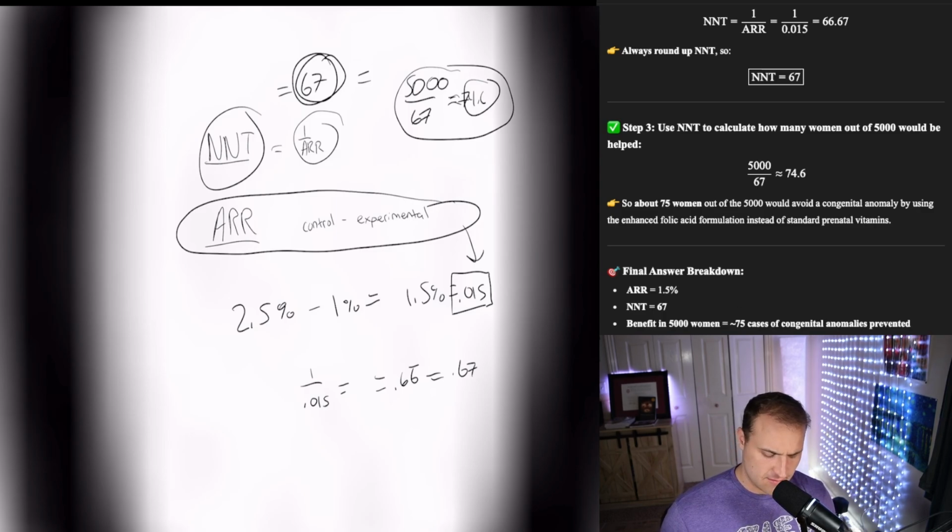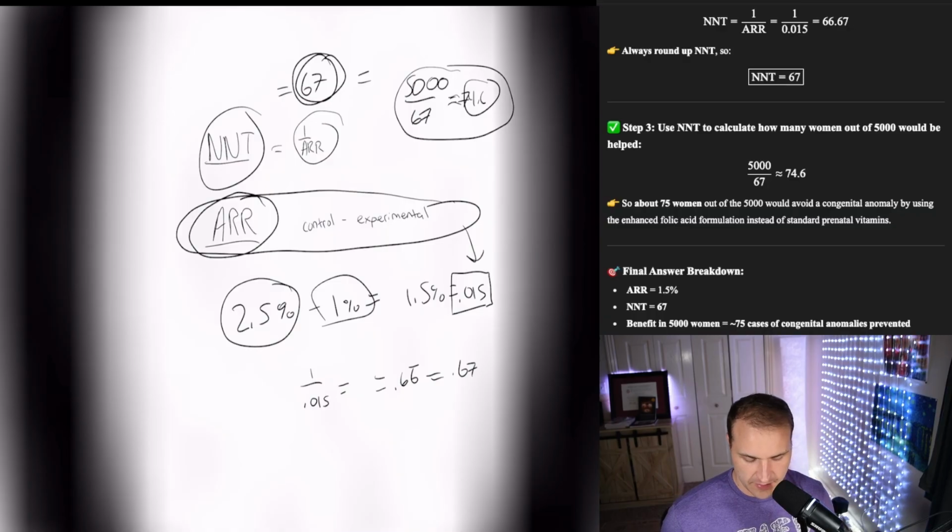But the only things to think about here is you find the absolute rate reduction here. So it was 2.5, now it's 1. And then the number needed to treat is just 1 divided by that decimal.